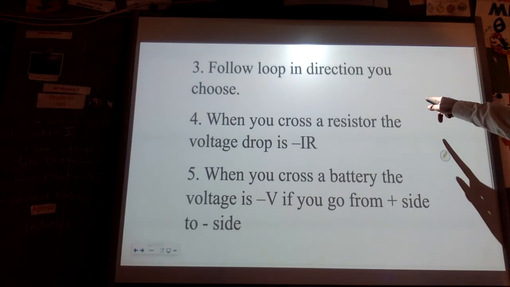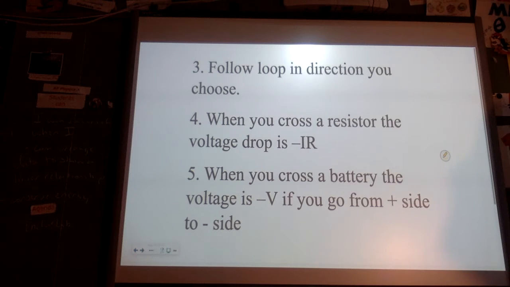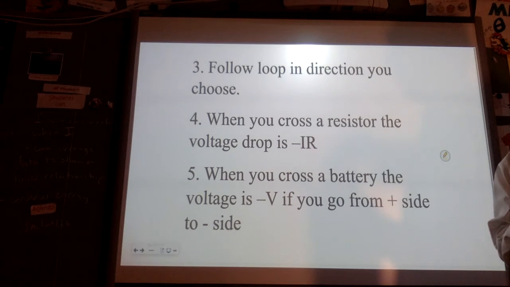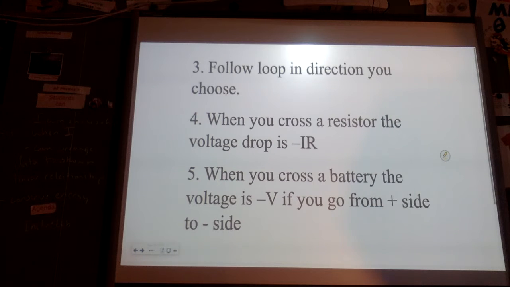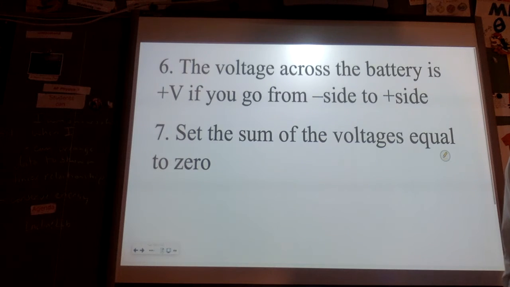You're going to follow it in the loop you choose. If we cross a resistor, we're going to do minus IR. If we cross a battery in the direction of the current, we're going to add the voltage. If we cross the battery in the opposite direction of the current, we're going to subtract the voltage. And then we set each of the loops equal to 0.